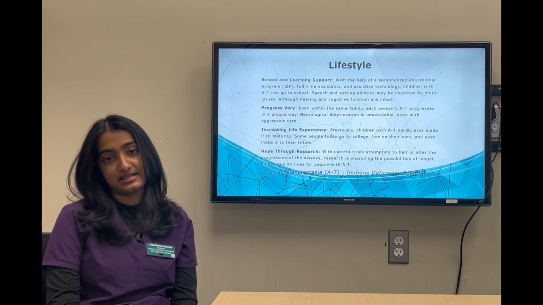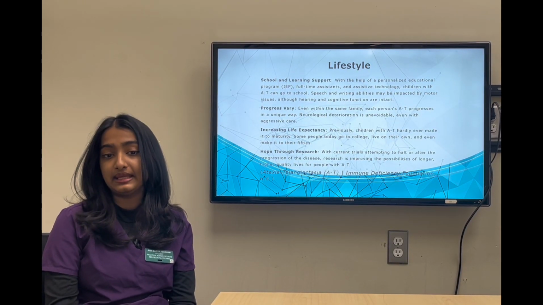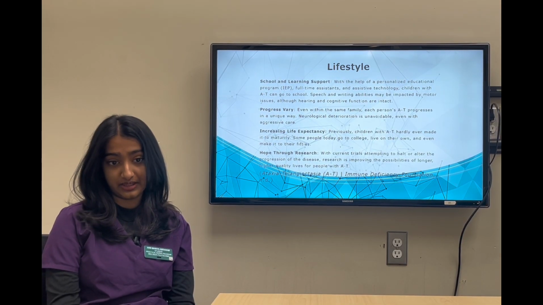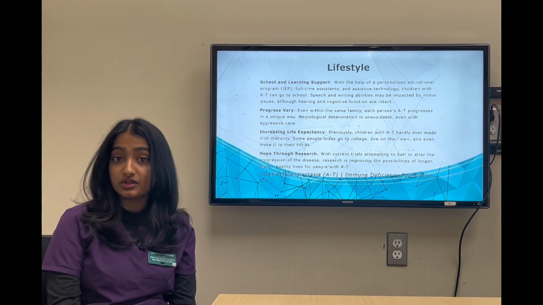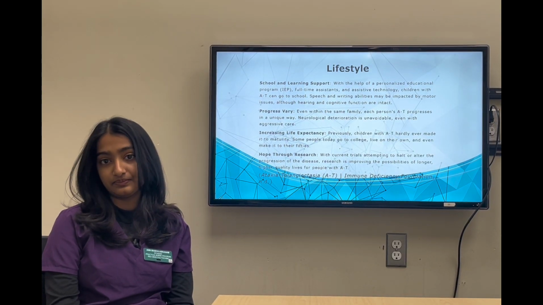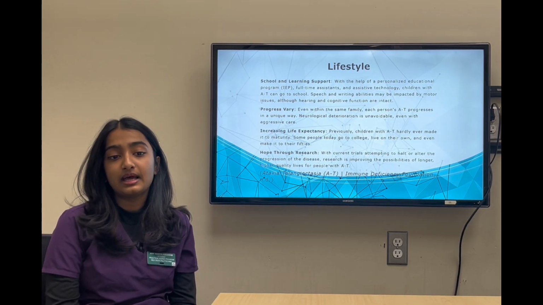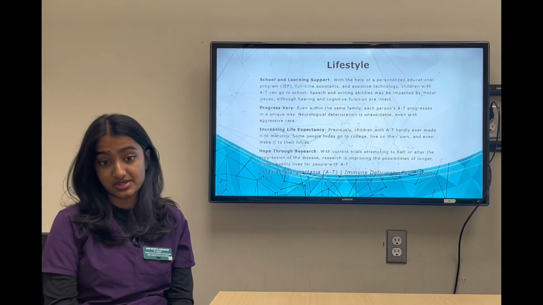Increasing life expectancy. Previously, a child diagnosed with AT hardly ever made it to maturity. Some people today go to college, live on their own, and even make it to their 50s. So hope is there. And one thing that we can do is having hope through research.